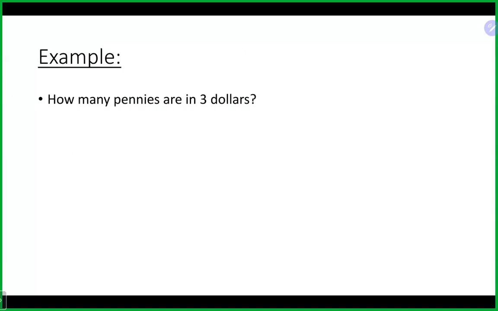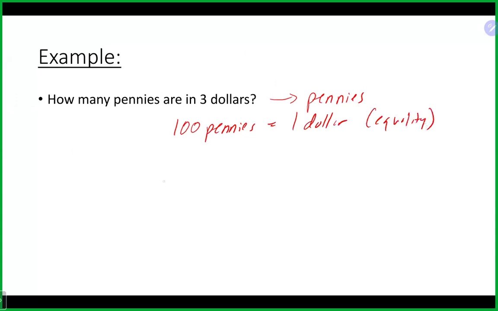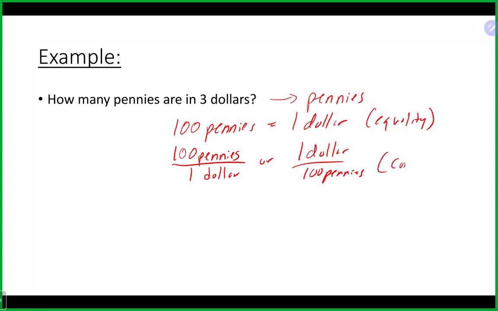Obviously here, this is a pretty straightforward one. We want to know how many pennies there are in $3. So we have dollars and we want to end up at pennies. Hopefully you know that conversion: 100 pennies is equal to $1. That again is our equality, and that's going to give us our two conversion factors to use here: 100 pennies over $1, or $1 over 100 pennies.